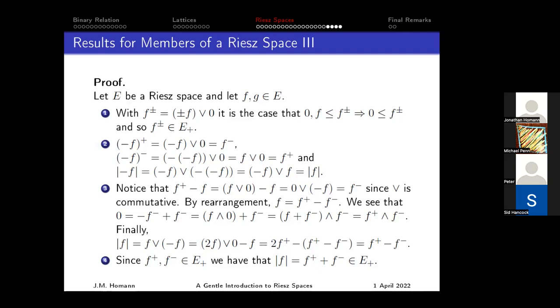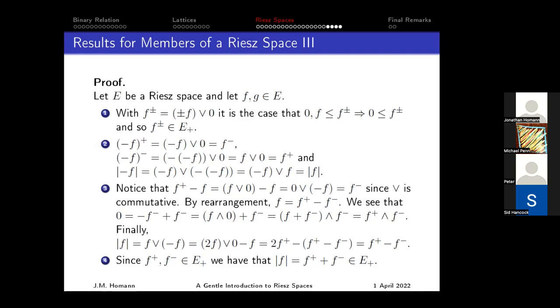And finally, we have that the absolute value of minus f is equal to minus f sup minus minus f. So that's the definition, which is equal to minus f sup f. And by the commutativity of the supremum, we have that's f sup minus f, which is the absolute value of f.